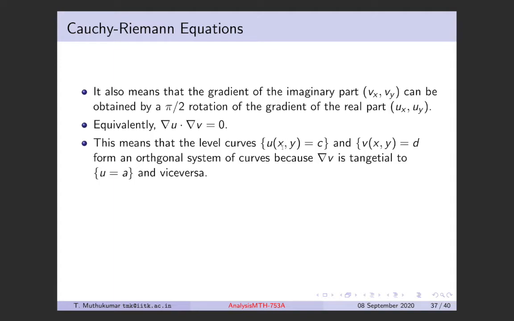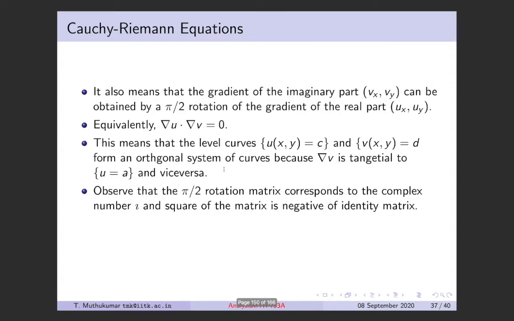Similarly, here, if you choose u(x,y) to be some constant and v(x,y) to be some constant, and if these are the real and imaginary parts of a holomorphic function, or if u and v satisfy the Cauchy-Riemann equations, then they actually form an orthogonal system of curves. So these are all geometry that lies underneath the Cauchy-Riemann equations.